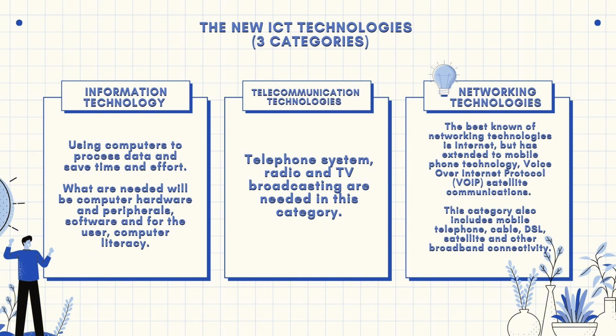Okay, so we have, of course, the new ICT technologies, or the three categories that we have. So the first is information technology. It includes the use of computers, which has become indispensable in modern societies to process data and save time and effort. What are needed will be computer hardware and peripherals, software, and for the user, computer literacy.